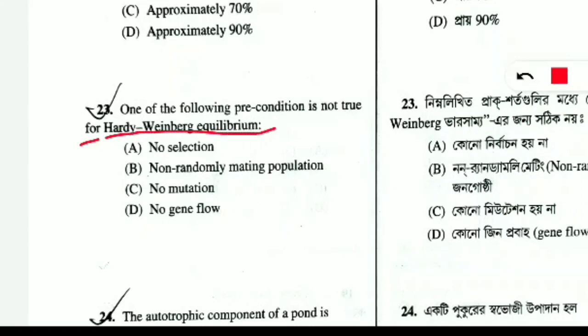So this is from the genetics portion, ecology and evolution. Here, what option will be correct, you have to think. Option B will be correct. That means this is not true: a non-randomly mating population. A randomly mating population, no mutation, no gene flow, and no selection are the conditions for the Hardy-Weinberg equilibrium.